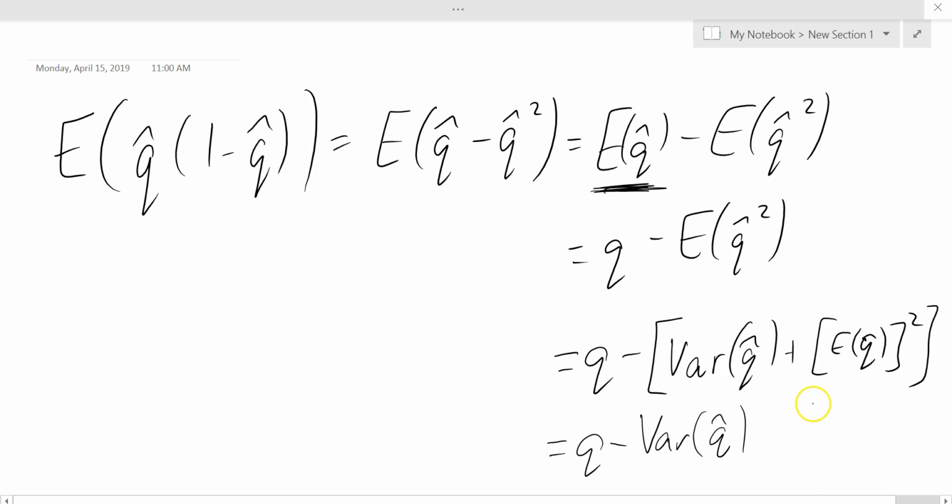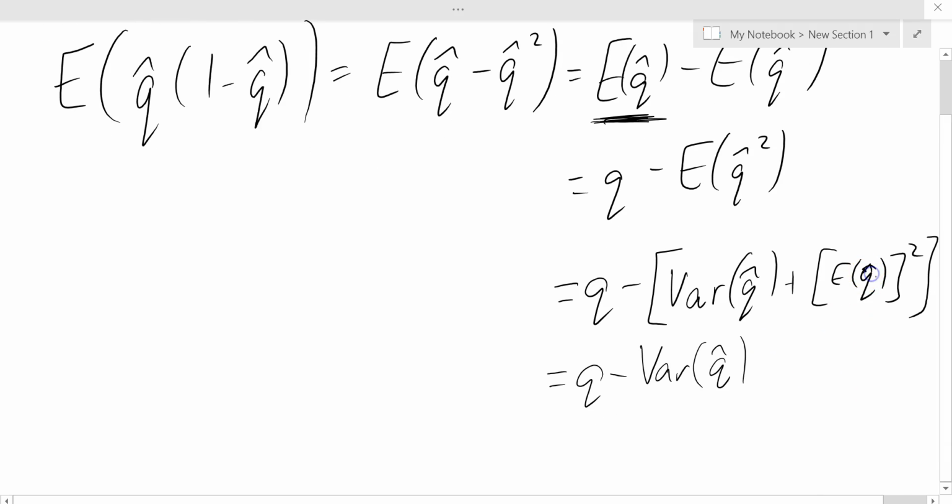We know that the expected value of Q hat, the screen went. Oh, it's fine. I'm going to touch it. Don't breathe on it.